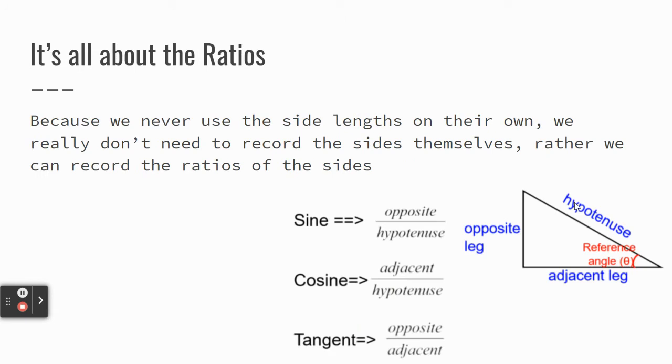And so we came up with three names here that just describe the ratios of the triangles. Sine was the ratio of the opposite side divided by the hypotenuse. Cosine was the ratio of the adjacent side divided by the hypotenuse, and tangent was the opposite side divided by the adjacent side. And so what we found out is that we don't actually even need the side lengths themselves. All we really need is the ratios between them, because we're using these things in a proportion anyway. The ratio is what we actually need.